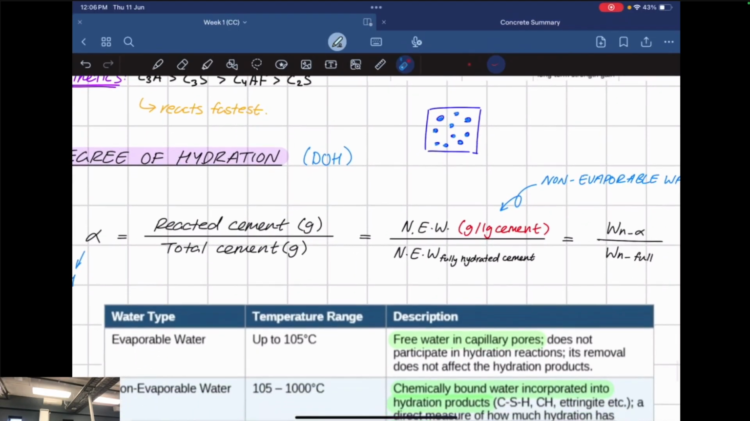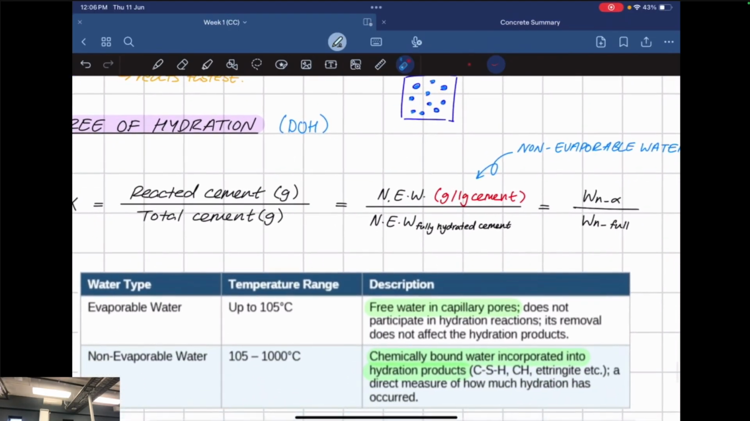Then we've got non-evaporable water, which is a bit different. Its removal does affect hydration products. This is chemically bound water, water that is used to form hydration products. You're going to need water, obviously, and we can use the non-evaporable water as a direct measure of how much hydration has occurred. The amount of non-evaporable water in a sample correlates to how much cement has reacted.